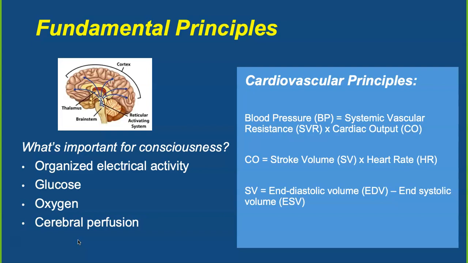And then the next are based on some basic cardiovascular physiology. So remember that blood pressure, which is important for perfusion, is a function of systemic vascular resistance, or SVR, and cardiac output. Now, the equation for cardiac output is that cardiac output is equal to stroke volume times the heart rate. I hope this sounds familiar to you. And finally, the stroke volume is equal to the end diastolic volume minus the end systolic volume. So the volume of blood before and after contraction of the heart.